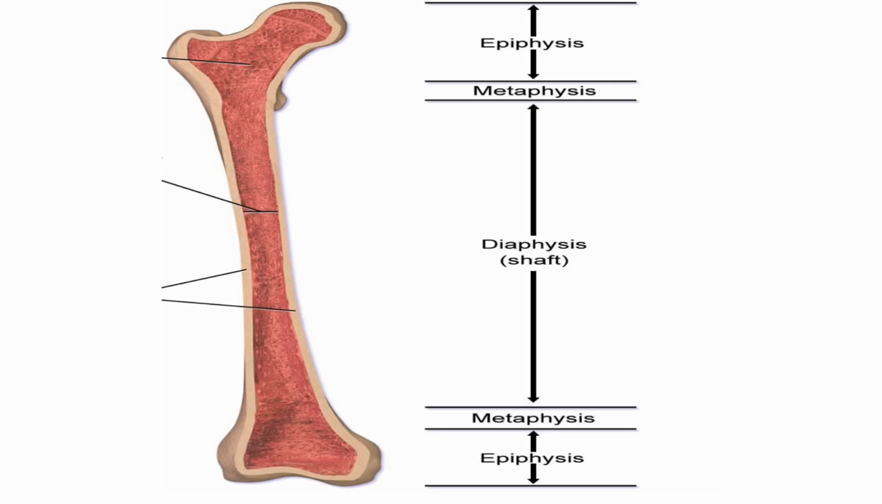Before going into detail, let's brush up the parts of a long bone. First comes the proximal epiphysis, then the proximal metaphysis, then comes the diaphysis or the shaft of the bone, then comes the distal metaphysis, and then the distal epiphysis.